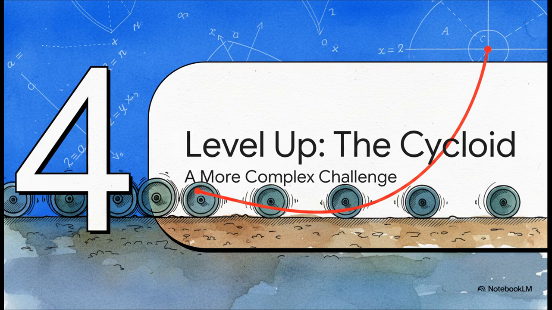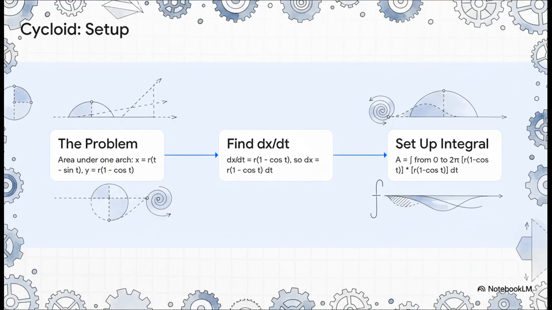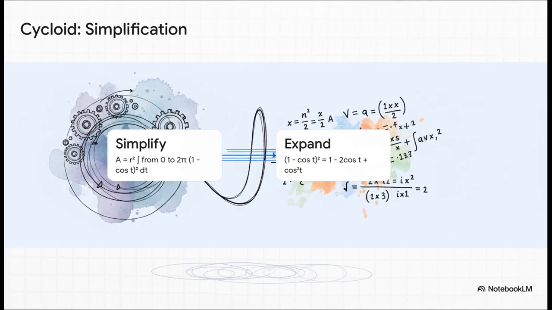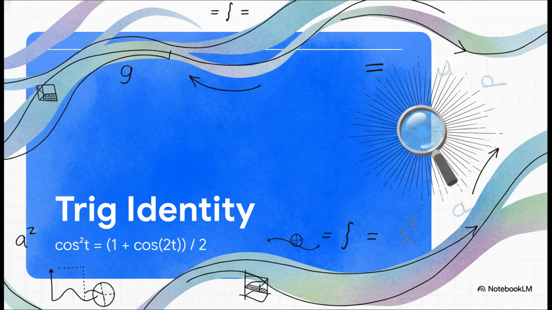This is the path that's traced by a point on the rim of a rolling circle. It's pretty cool. So we're given the parametric equations for one arch of the cycloid, where r is just the radius of the circle that's generating it. We're going to follow the exact same process. We find dx dt, and we set up our integral by substituting in y and dx. This actually simplifies pretty nicely to r squared times the integral of (1 minus cosine t) squared. To integrate this, we first need to expand that squared term. And look who it is again, our old friend, the power-reducing identity. This is the key to moving forward here. We'll just substitute this expression in for cosine squared t.